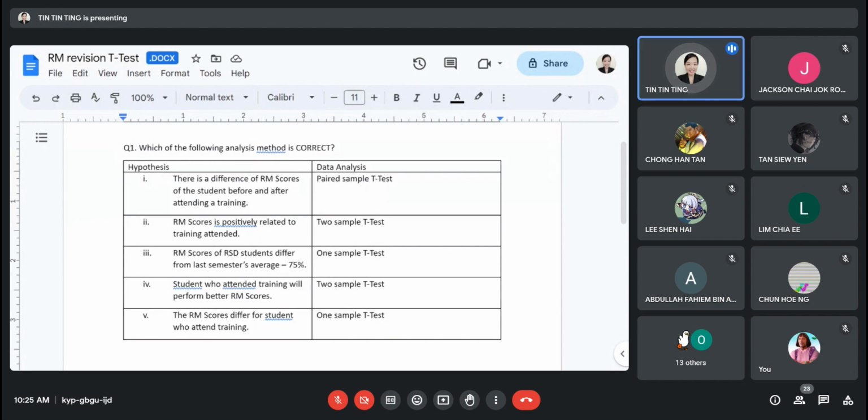Okay, what is your answer? Which one is correct? Can you type it in the chat box here?